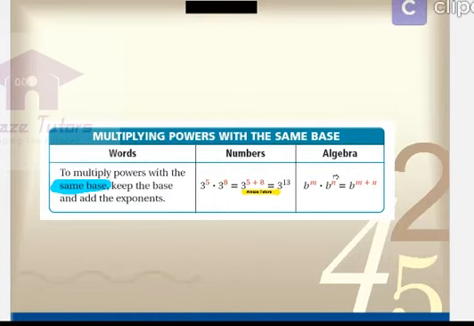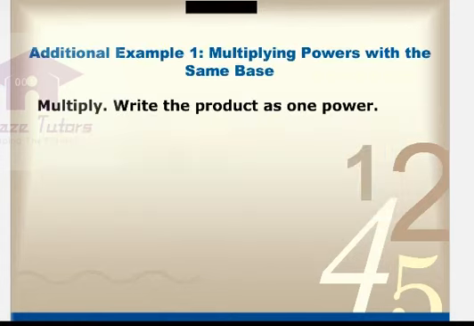Isn't it? This is an algebraic expression example: b power m times b power n, same base again, b power m plus n. So this is the very first rule. Now, an additional example, multiplying powers with the same base. Multiply and write the product as 1 power. Let's look at the question.